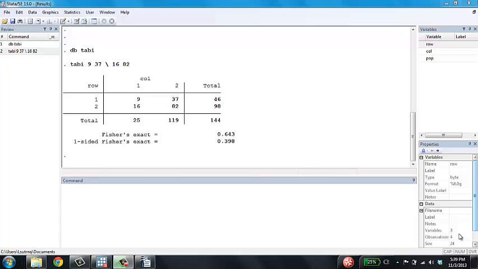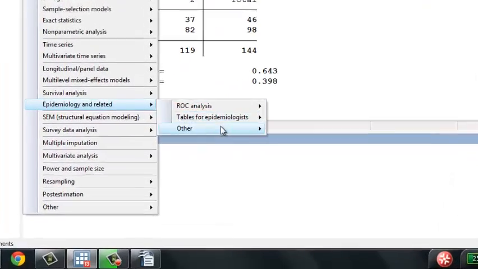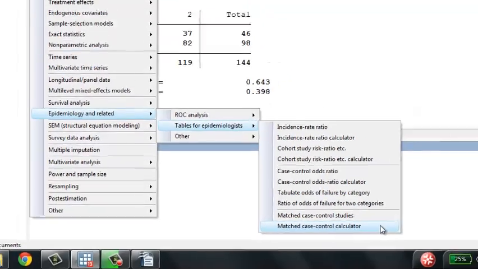Going to look at how to do a McNemar's test in Stata without any data read in, using the Navajo heart attack and diabetes data example. To run McNemar's test in Stata, you're going to go to the Epidemiology and Related tab and find tables for epidemiologists. And what we're dealing with is a matched case control study, and you're going to choose the calculator option if you don't have data read in.